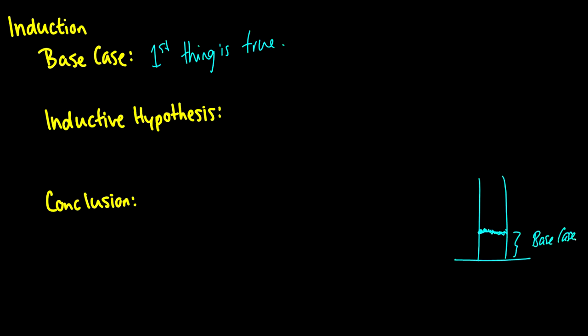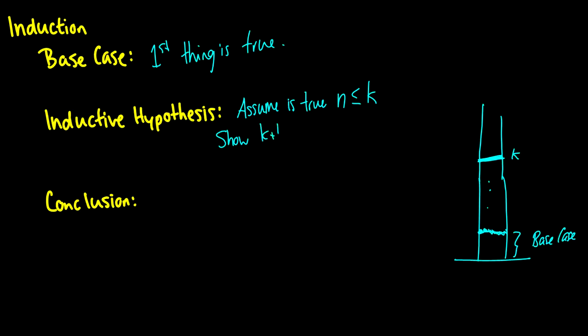Now, the interesting thing about the inductive hypothesis, which is the second part, is that you assume something is true for any number less than or equal to some number k. So what we're doing here is we're going somewhere up the ladder and we're picking some arbitrary step. And this is k. And then you want to show that k plus 1 is true.